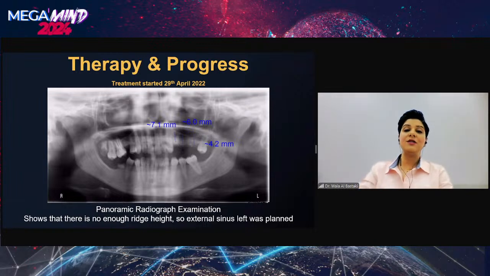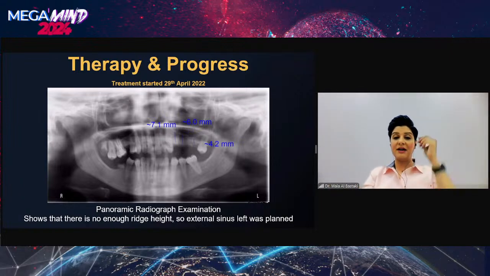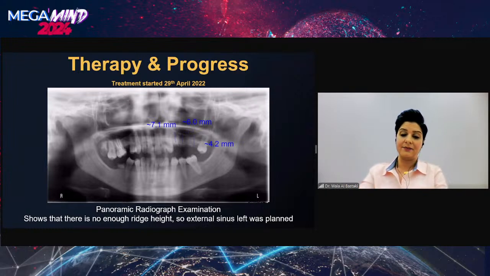We did our measurements on the panoramic radiograph. You can see the limited height of the ridge in the upper left quadrant. So we do not have enough ridge height, and we decided to do a sinus lift through the lateral window technique.